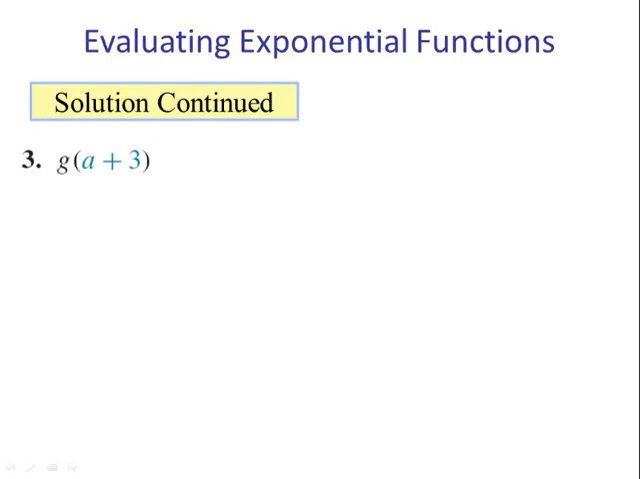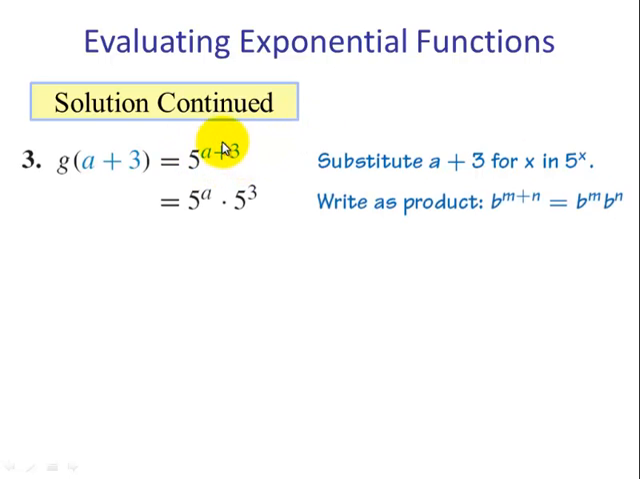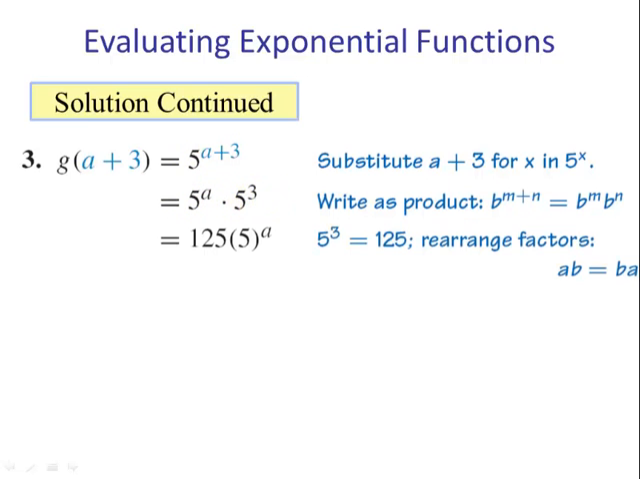For number 3, everywhere we see an x, we substitute a plus 3. Now when we add exponents, that means we are multiplying like bases. So we can split this up to 5 to the a power times 5 to the 3rd power. 5 to the 3rd power is 125, and we normally write the number first, then the base, and then the power. So this will become 125 times 5 to the a power.